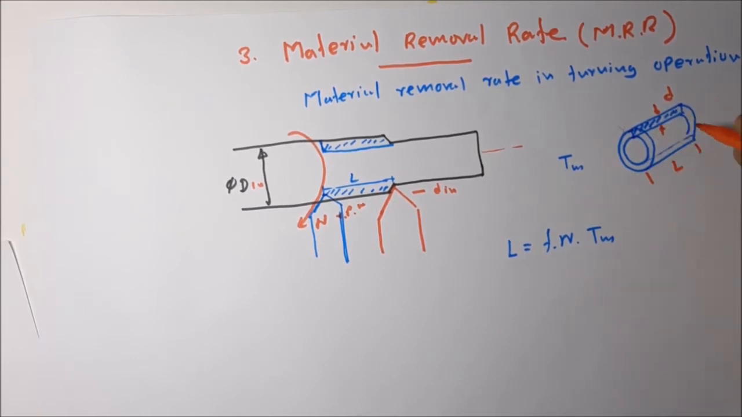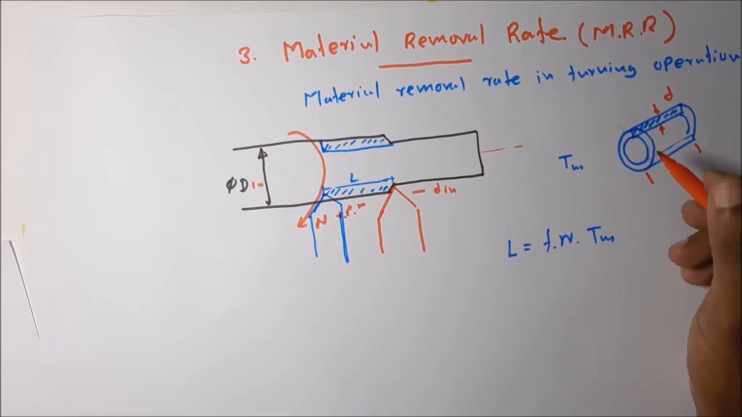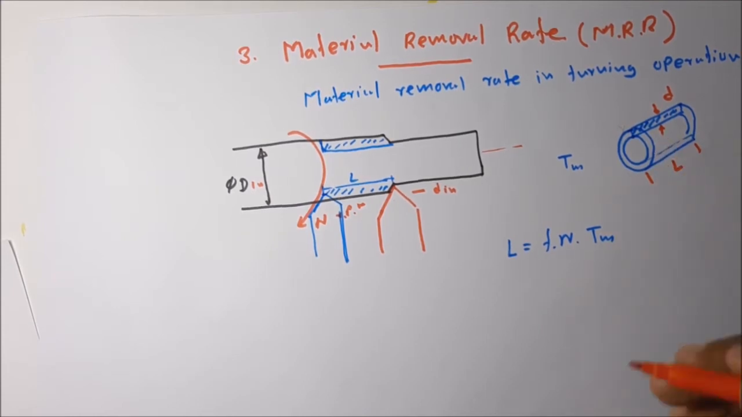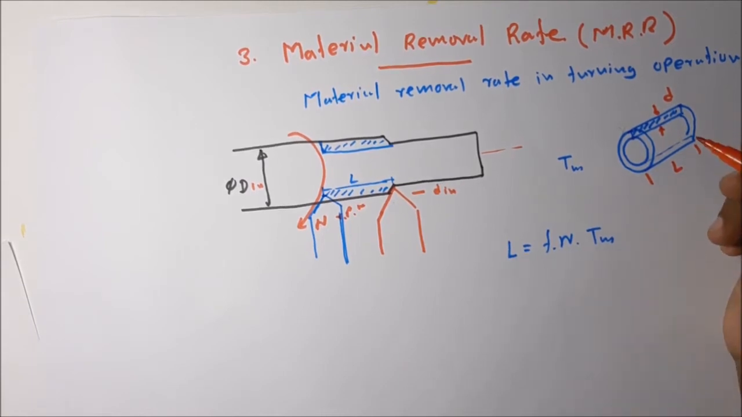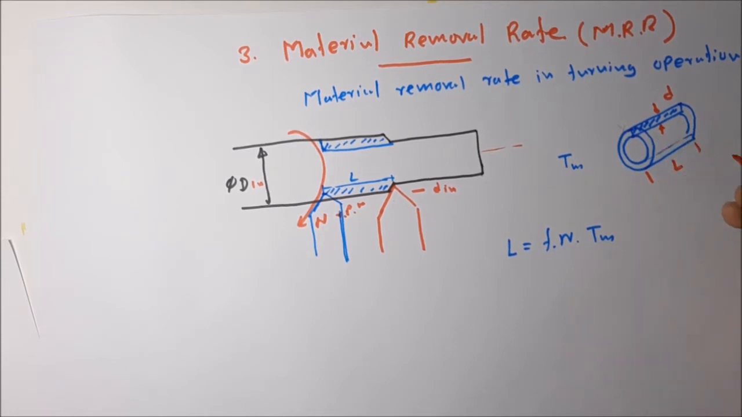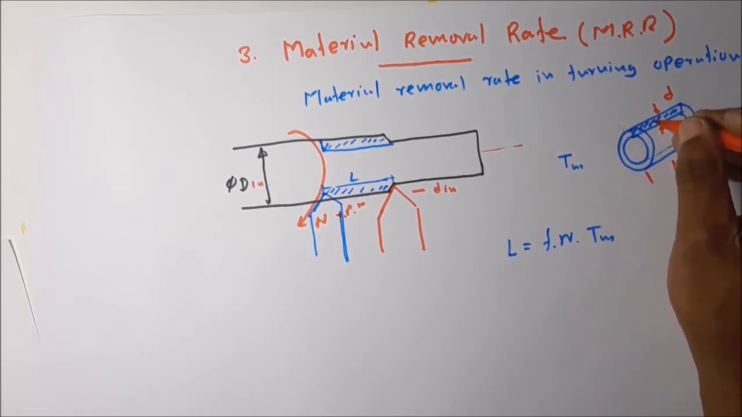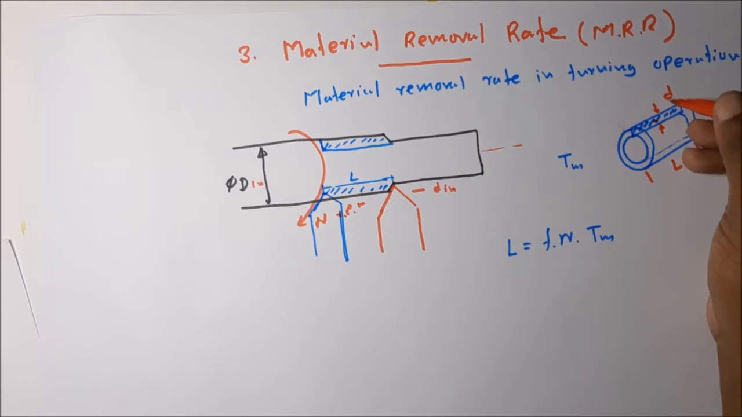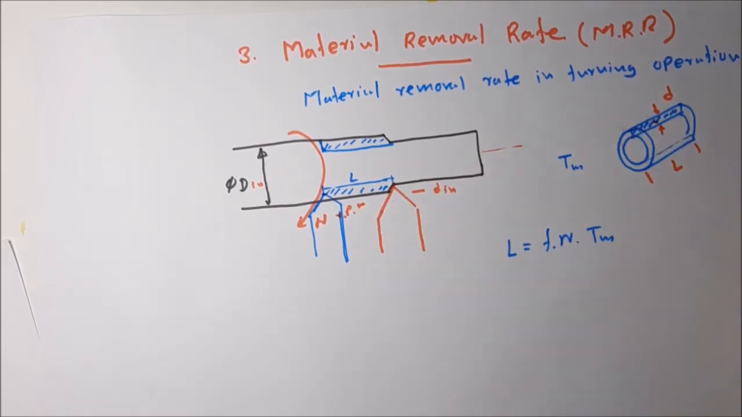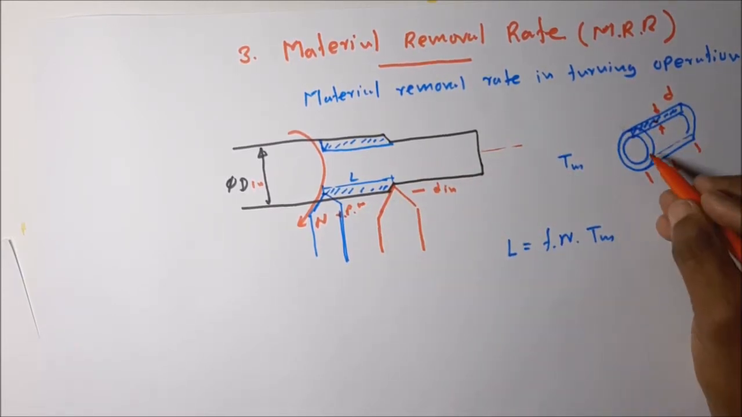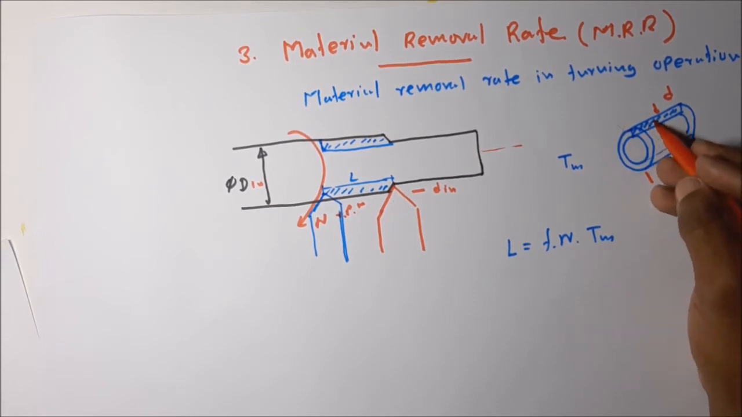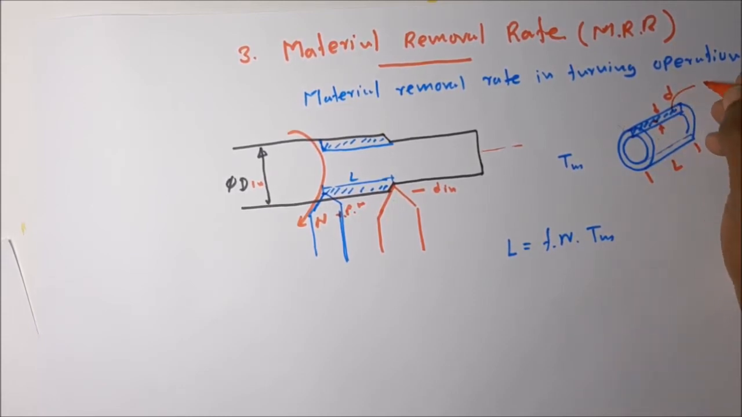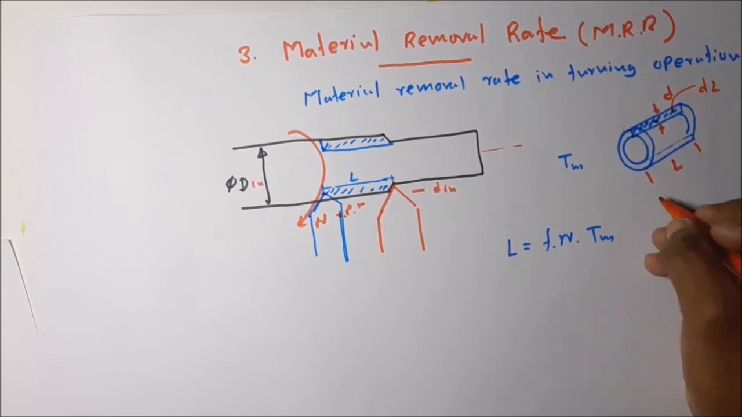Then how do we calculate the total volume of this ring shape? Use the Pappus theorem to calculate the volume. I think you already know this Pappus theorem from mathematics. Using this Pappus theorem, we can calculate the total volume. Assuming D is very small compared to the dimensions of the workpiece, this cross-sectional area is equal to D into L.